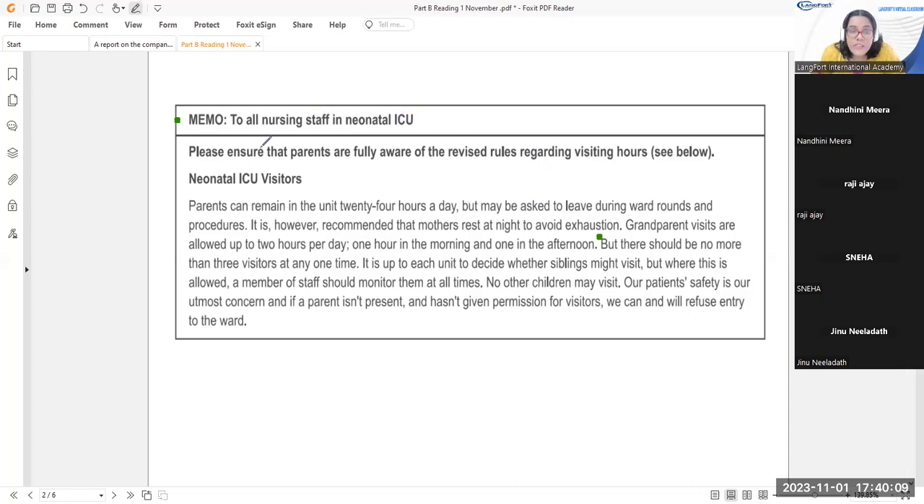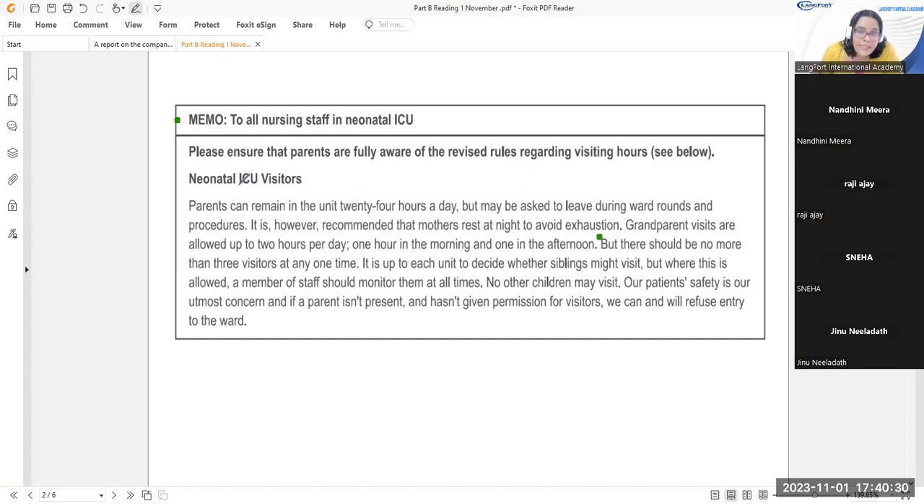So this memo is to all the nursing staff in the neonatal ICU. And the heading is please ensure that. So they are requesting the staff to ensure that parents are fully aware, that parents have correct knowledge of the revised rules. So they have changed the rules regarding visiting hours. The staff need to ensure that the parents are fully aware of the revision in the rules regarding visiting hours.